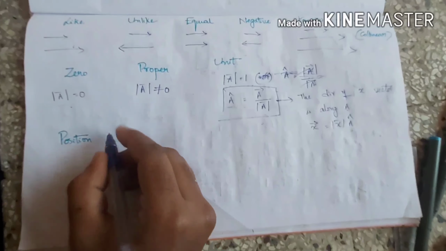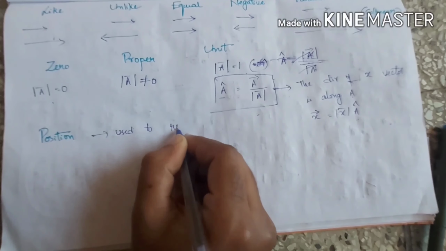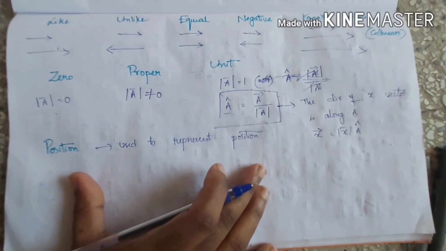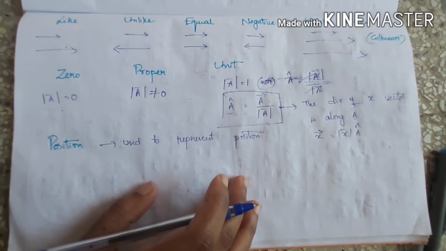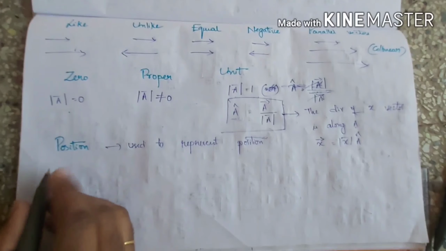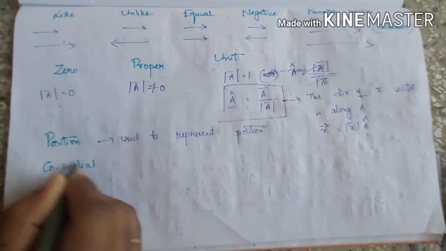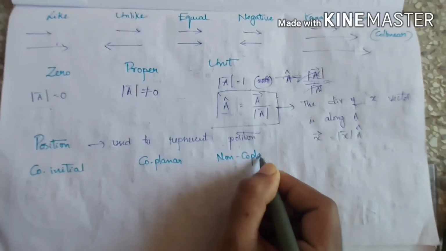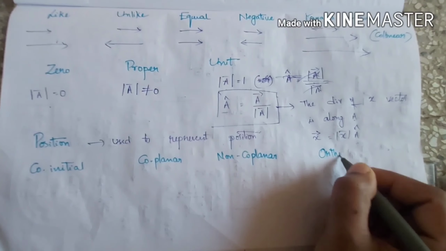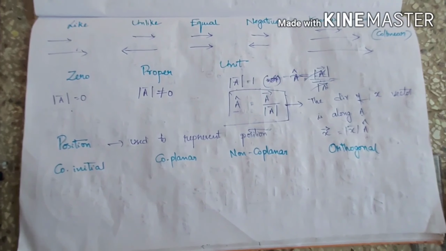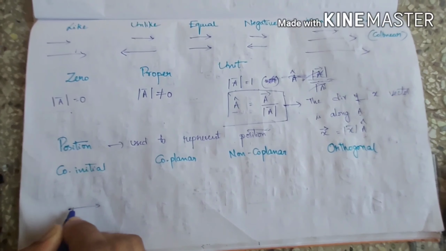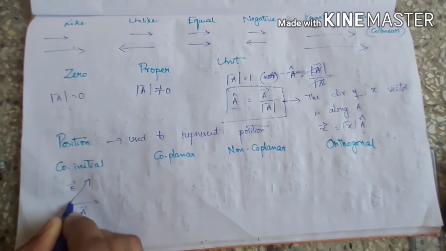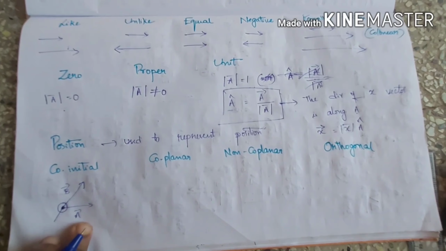This is used to represent the position of objects. So this is the purpose of it. This is a position vector that is used to represent the position of an object. And then you have co-initial, coplanar, non-coplanar, orthogonal. So co-initial means both vectors will have the same initial point. So this is vector A, this is vector B, but both are having the same initial point. So these are co-initial vectors.